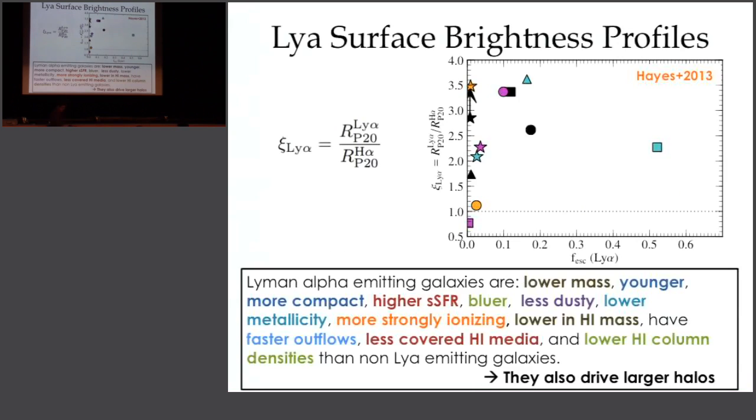And I can plot this against the escape fraction, for example. This is the relative extension, the size in Lyman-alpha over H-alpha, so how much bigger it is in Lyman-alpha. Plotting this against the escape fraction, the galaxies with high escape fraction also appear to drive large halos of Lyman-alpha emission. I don't know why, but they do.